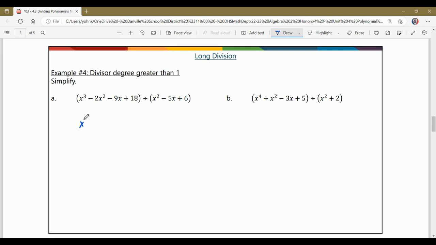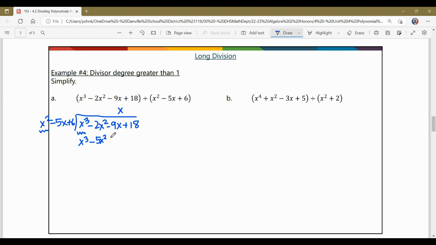So we're going to take x cubed minus 2x squared minus 9x plus 18. And we're going to divide by x squared minus 5x plus 6. So you're going to take the first thing on the outside, x squared, and see how many times it goes into x cubed. The answer is x times. Notice I lined it up above my other x's. Then I distribute. X times x squared is x cubed. X times negative 5x is negative 5x squared.